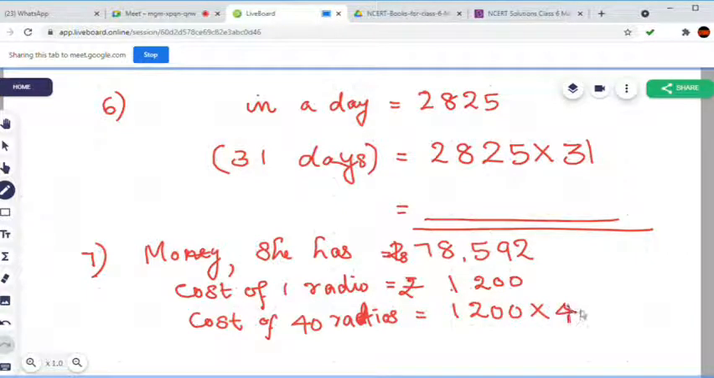This calculation is very simple because this 12 and 4 we can multiply. 12 times 4 is 48, so 48,000, and these zeros, 3 more zeros. Here 2 zeros and the 1, so total 3 more zeros you give. That means 48,000. She has 78,000 something with her, and 48,000 she spent for giving the order for purchasing those radios. So we can subtract those two values. That is the balance amount.